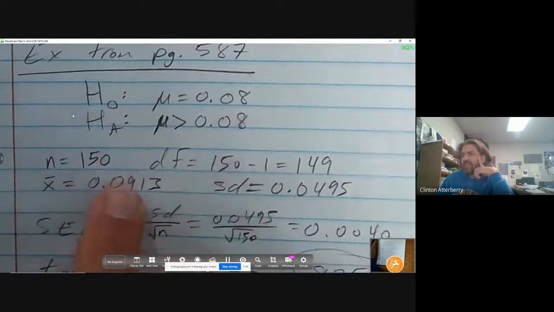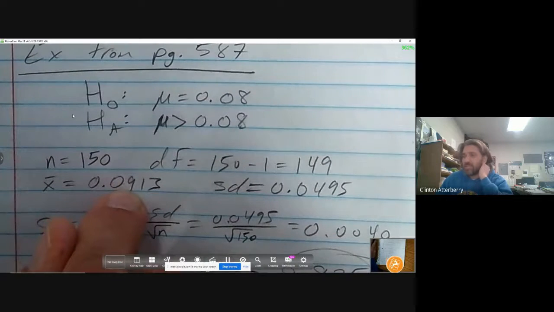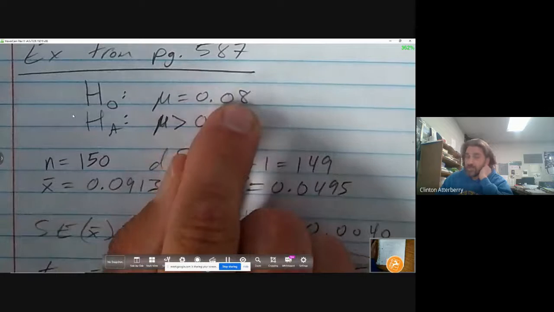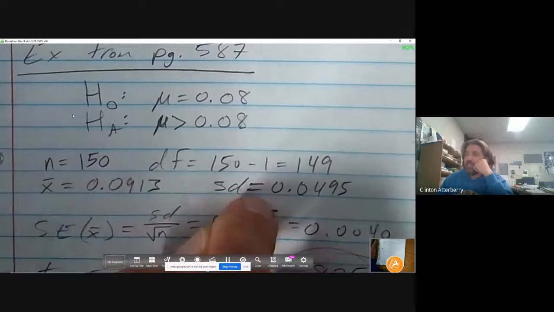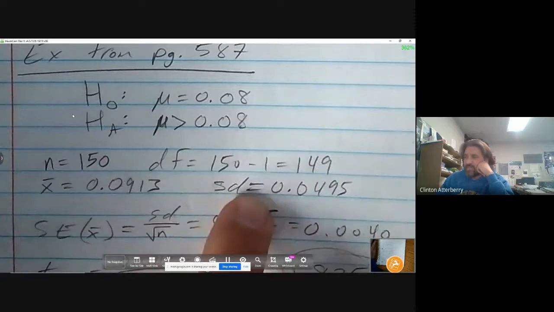The average value from the sample was 0.0913. Remember, that was the value that it's not supposed to be over. So we're comparing the value from the sample against that number, 0.0913. And the standard deviation of our sample was 0.0495.